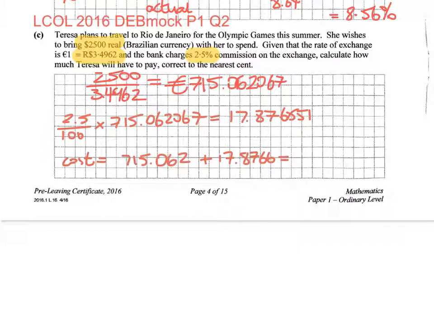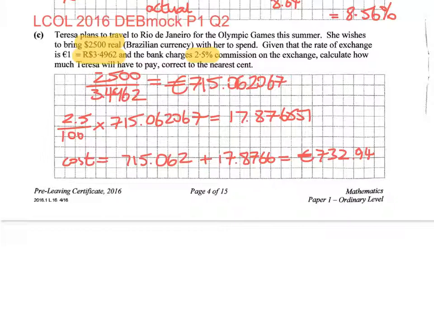And we're left with an answer. When we round our answer, we get 732 euros and 94 cents. This question is interesting in the fact that it's not its sort of standard wording. The commission in this instance is an additional cost to Teresa, so that's why we're adding it on.